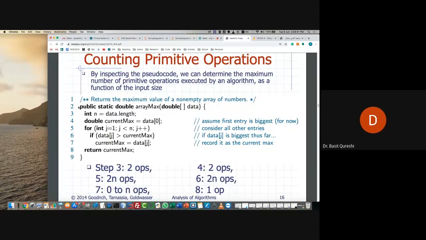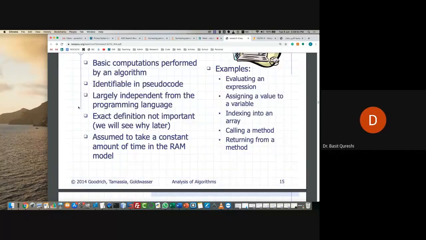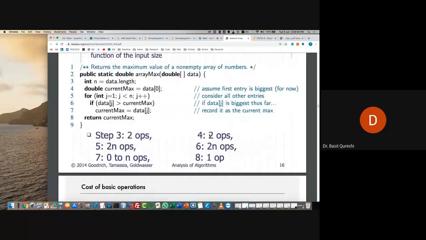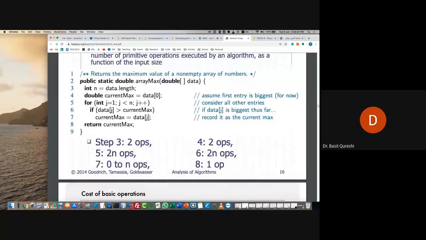Now, line number 2 is a call to the method. So public static double arrayMax, which is taking a parameter double array data. On the last slide, I said calling a method, method definition, returning something from the method, all of these are primitive operations. So we can ignore this. We can say this is not going to take any time for this particular program. Line number 3 we're defining an integer. We're saying integer n. So defining an integer is considered as one operation.